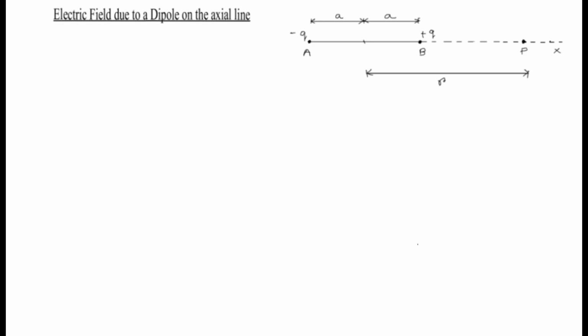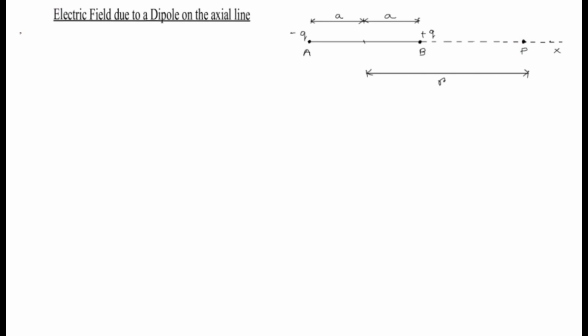Now, when we start with electrostatics, one of the most common derivations that comes to our mind is electric field calculation due to a dipole. So, in the first video here we will calculate the electric field due to a dipole on the axial line. Consider this AX is a line on which this dipole AB lies, and we are going to find the electric field at this point P.